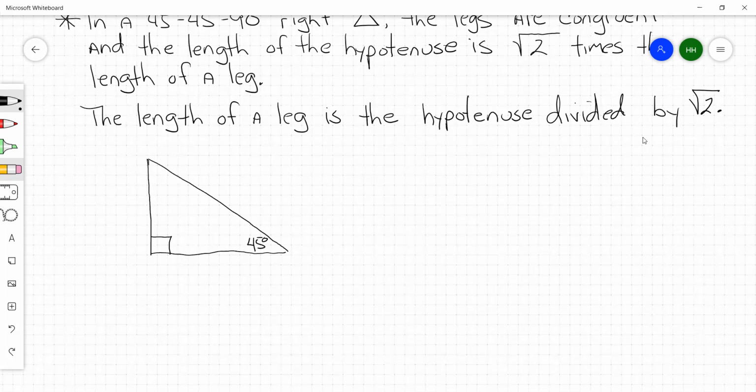All right? So let's say that you're given this side and you need to find the other two sides. Here's how hard it is. The legs are congruent. So what's this left side? 6. And the hypotenuse is equal to 6 times the square root of 2. That's your shortcut.